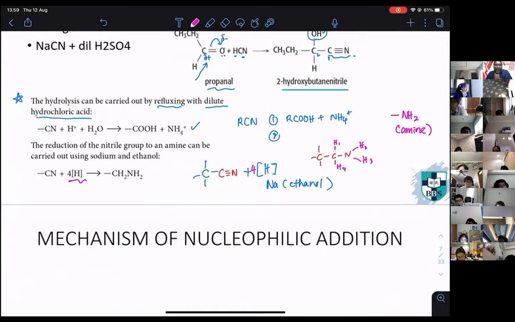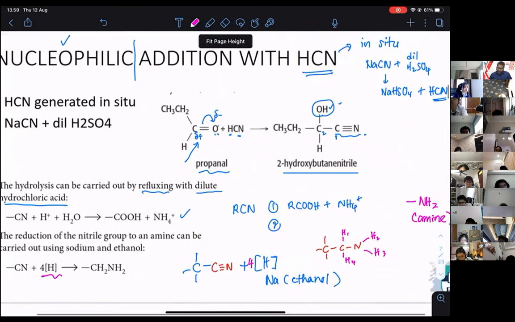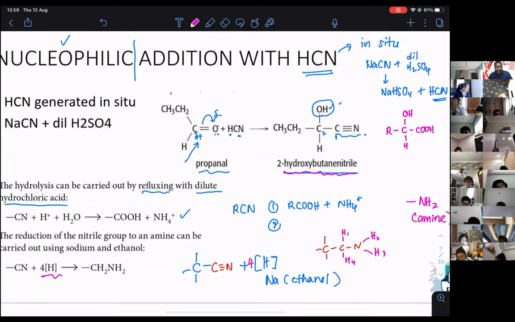So we have learned about that. Why are we learning it over here? Same. If I have this 2-hydroxybutane nitrile, when I react with dilute hydrochloric acid, what will I get? I will get R, C, OH stays there, H stays there. I will get COOH over here.